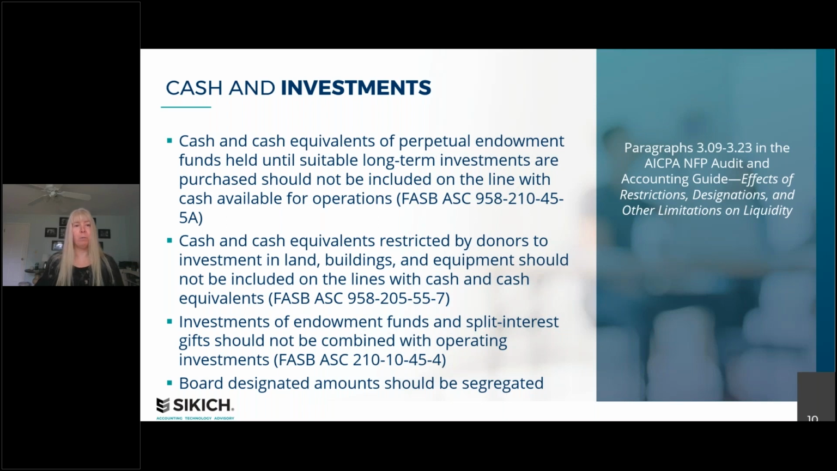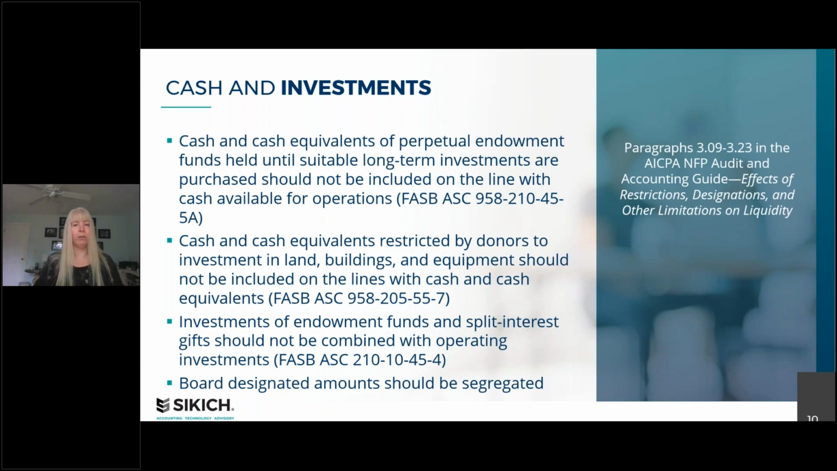That cash that's held as part of a not-for-profit's endowment should be segregated and moved lower down the section of assets on the statement of financial position, less liquidity, and not included on that top line of cash available for operations. So any cash held as part of the endowment should be separated and not shown as part of your operating cash. Likewise, cash and cash equivalents that are restricted by donors to be invested in land, building, and equipment should not be included in your operating cash.